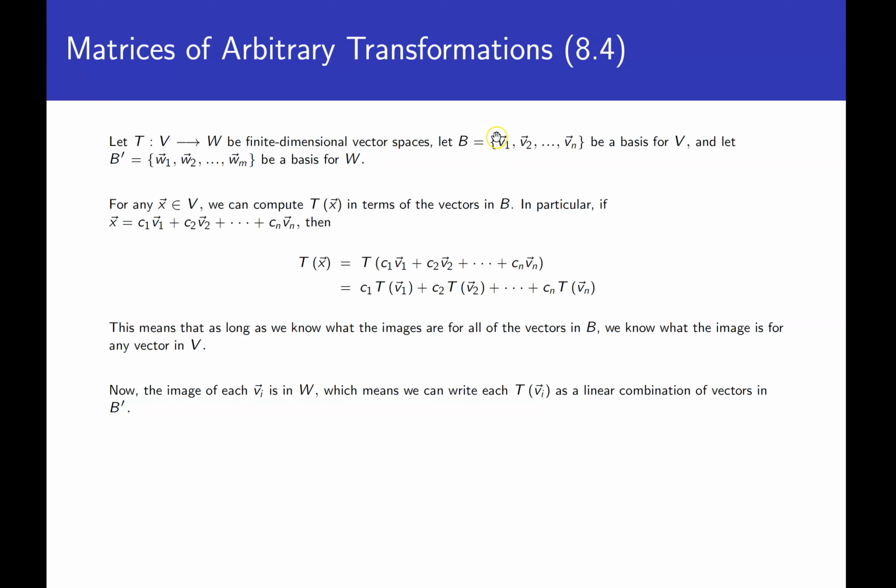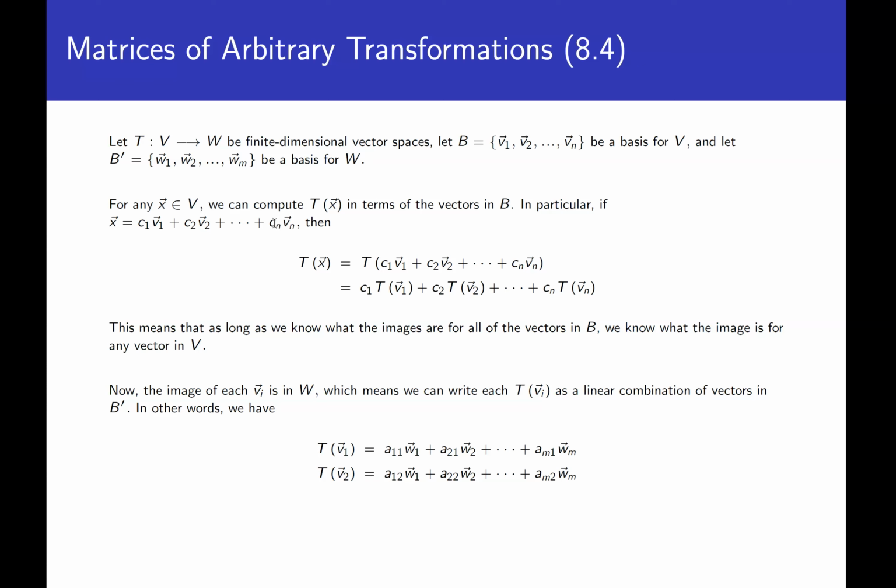Certainly each v sub i has an image. So if I apply T to each v sub i, it's a vector in W. That means that we can write the image as a linear combination of the vectors that are in B prime. So, in other words, for V1, I can write that as a linear combination of W1 out to Wm. And I'll denote those constants that we're using as A11, A21, and so on.